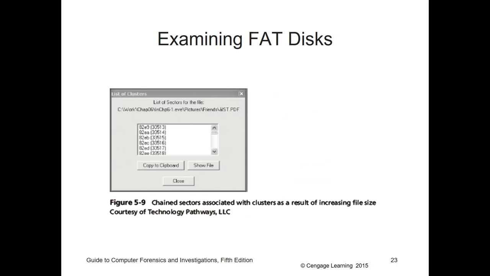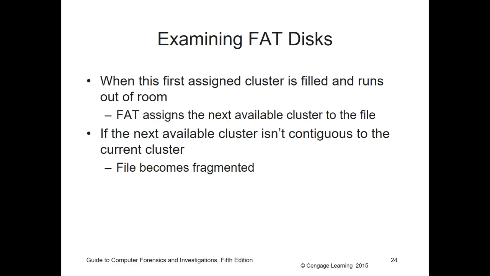So we can use our FTK toolkit to examine the FAT disks, and we can look at the specific clusters. Here we're looking at, I don't know why, but chapter 6, the first photo. We're looking at a PDF for this. This is for chapter 6. This is coming from the lab manual, which we're going to do in later videos, but here is just an example. So when the first assigned cluster is filled and runs out of room, it goes to the next one, and so forth and so forth. If the next is not available, it becomes fragmented, but it keeps going.